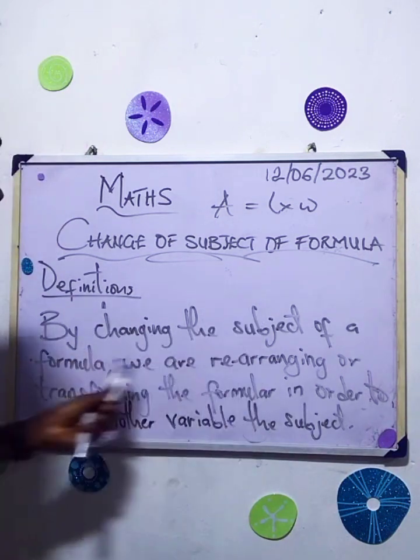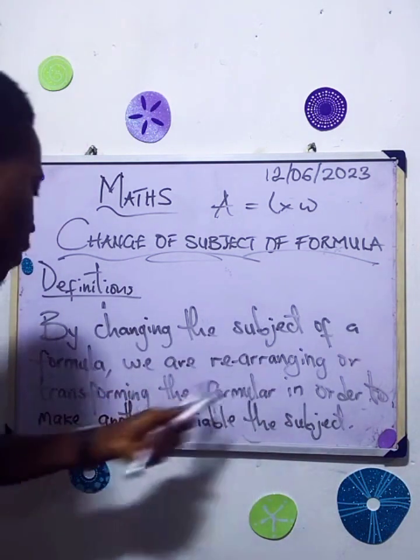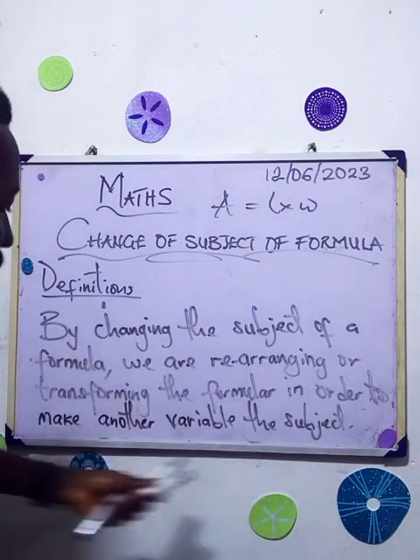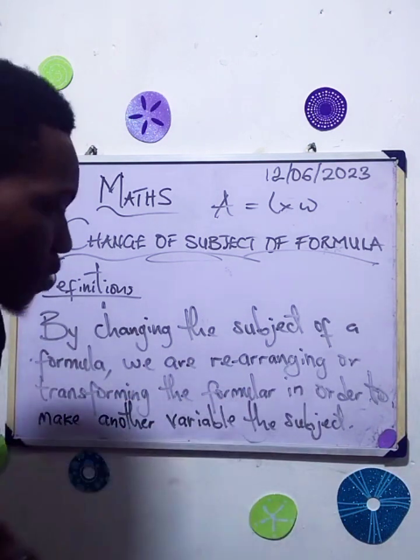By changing the subject of the formula, we are rearranging or transforming the formula in order to make another variable the subject.